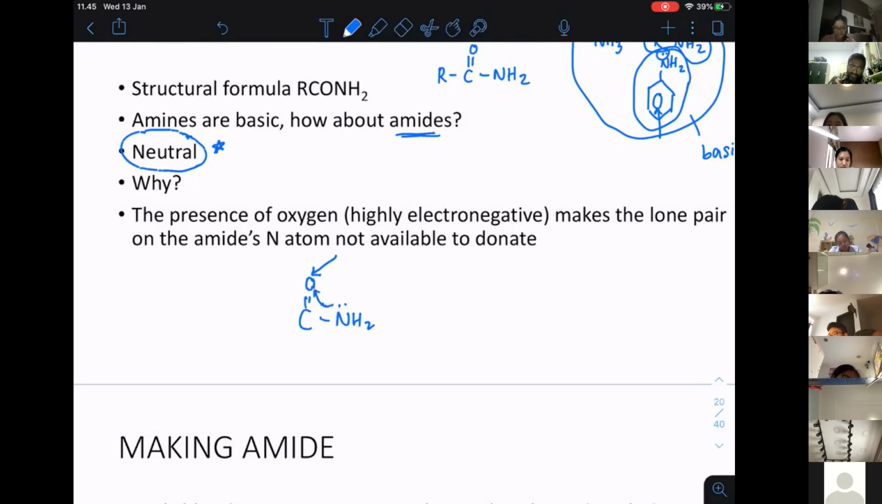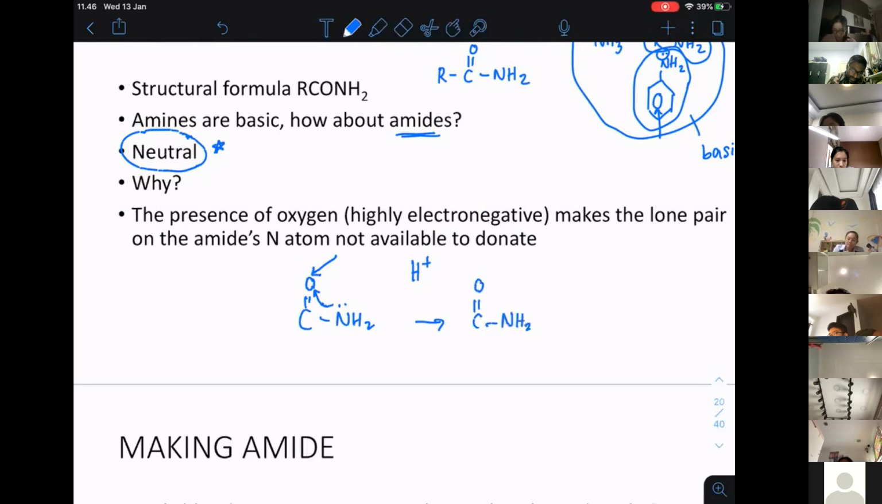So it means it will go towards this oxygen. They are not going to be available for bonding. They are going to be attracted towards the oxygen. So if, let's say, you have H plus coming in, you are not going to have this reaction. You are not going to get an H3 plus. This is not going to happen. The reason why? Because oxygen is highly electronegative, so it makes the lone pair of the amide nitrogen atom not available to be donated. Yeah, so any question up to here, Charlton?